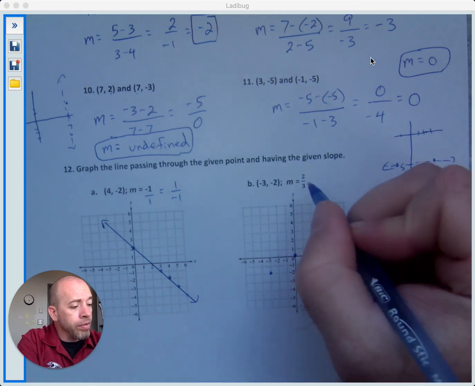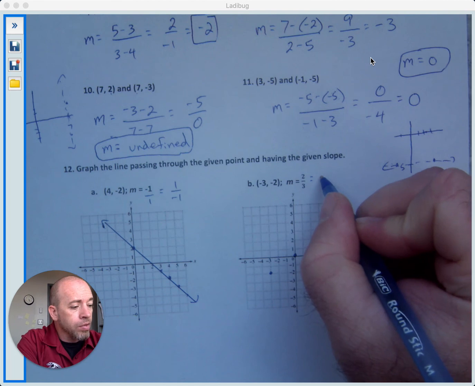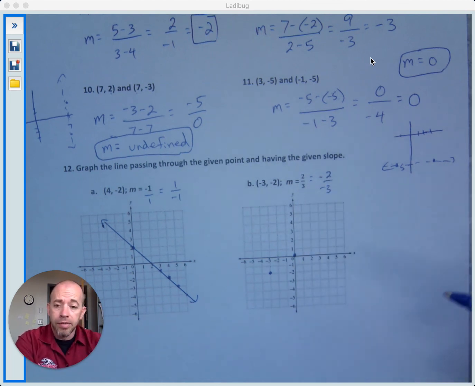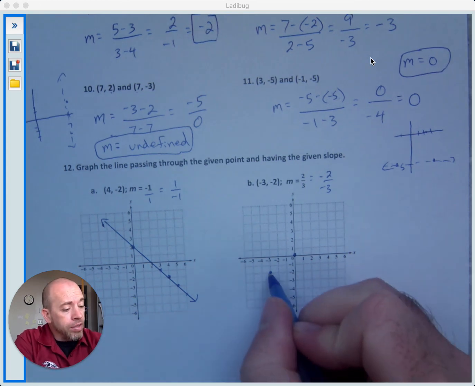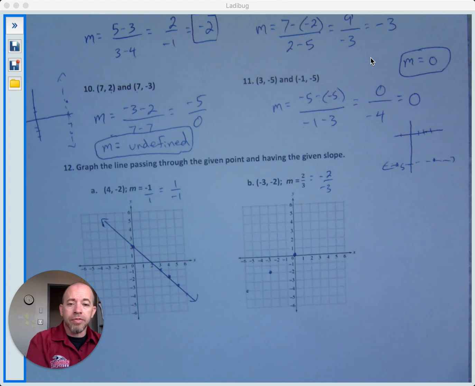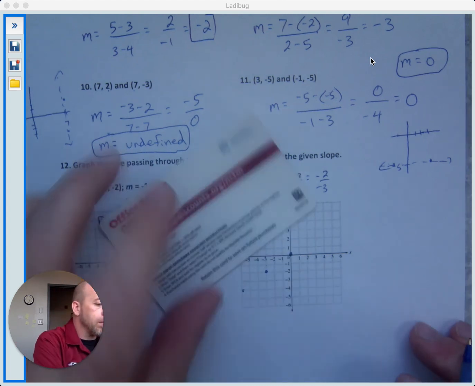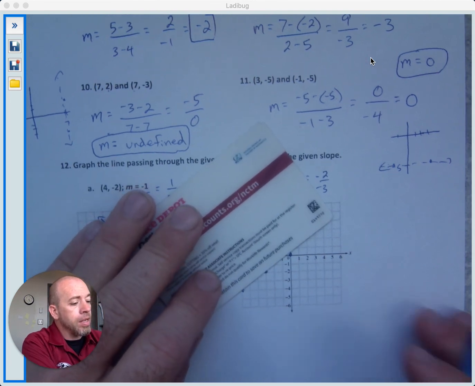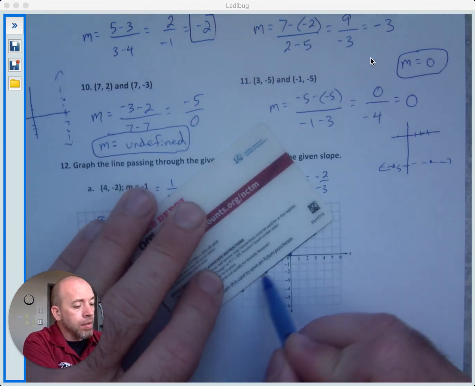Now I could also, if I wanted to go the other way, 2/3 is the same as negative 2 over negative 3. The negatives essentially cancel out. But I could go down 2 and to the left 1, 2, 3. Get another point. Should still follow the same line. Now you only need 2, but if you want more, you can get more. I connect these and get my nice, beautiful line.